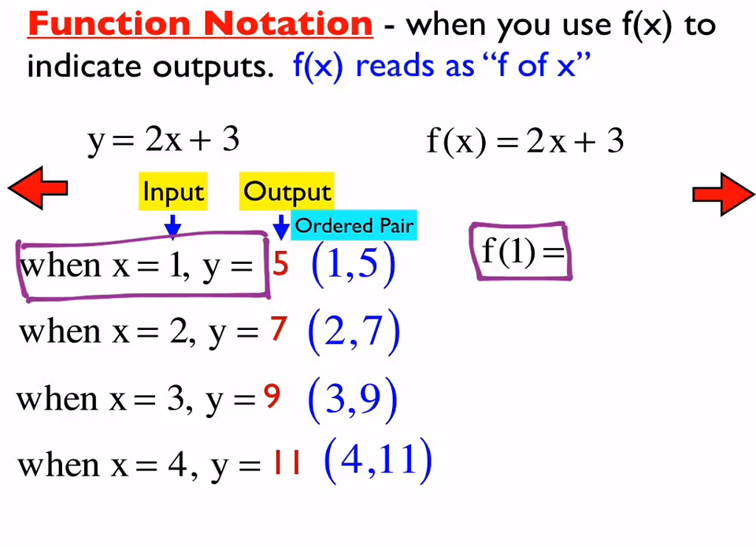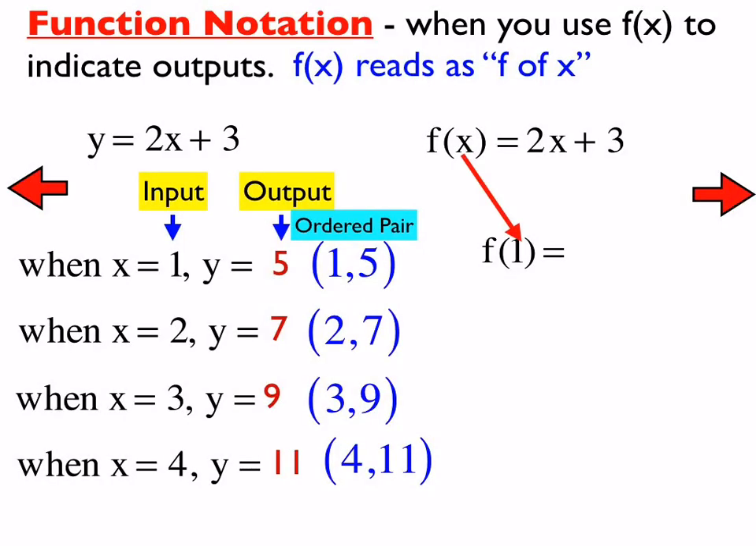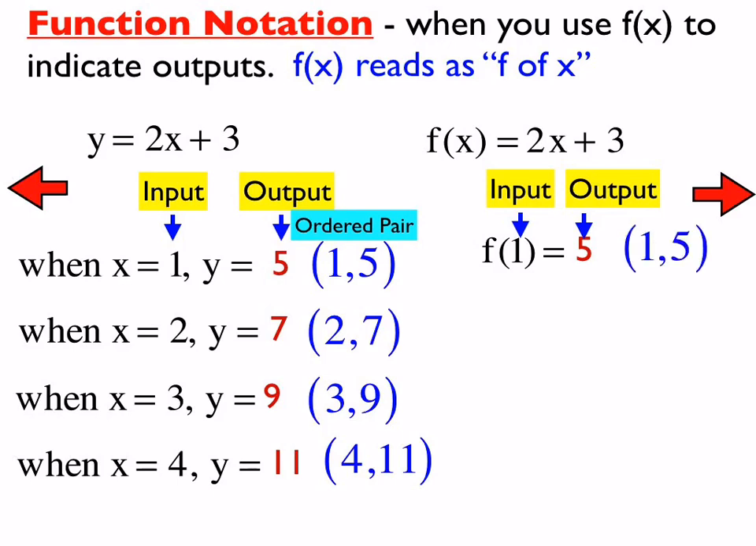And then we're going to substitute 1 in to our function for x. And we have 2 times 1, which is 2, plus 3 is 5. Now, we had already done the math for that on the left. So, f of 1 is equal to 5. And just like the stuff on the left side, 1 is the input, 5 is the output, and that leads us to the ordered pair 1, 5.